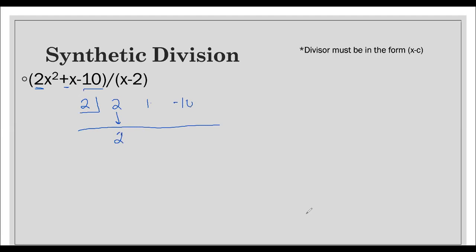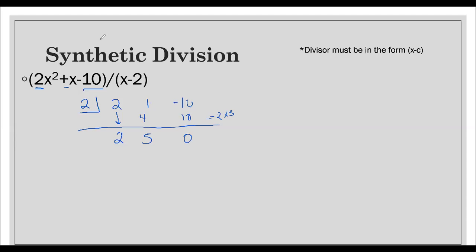And then we multiply. Here, 2 times 2 is 4, so I'm going to put that 4 there. And now we add: 1 plus 4 is 5. That number goes here. Then 2 times 5 is 10. So negative 10 plus 10 is 0.